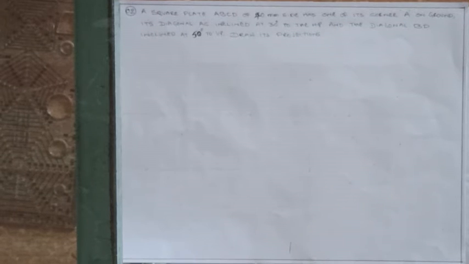Listen. A square plate ABCD of 40 mm side has one of its corners A on ground. On ground means HP. Its diagonal AC is inclined at 30 degrees to the HP and the diagonal BD is inclined at 50 degrees to the VP. Draw its projections. One diagonal is inclined at 30 degrees to HP, another diagonal BD is inclined at 50 degrees to VP. That means the problem is on the condition that the surface is inclined to both HP and VP.